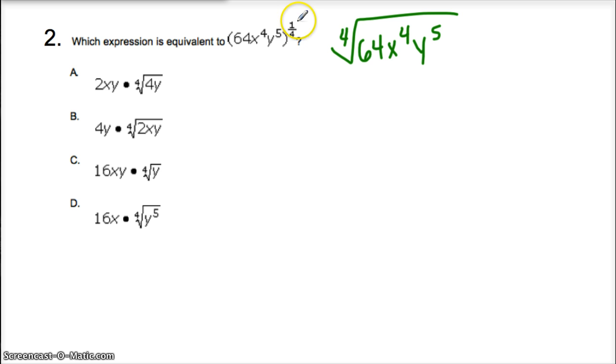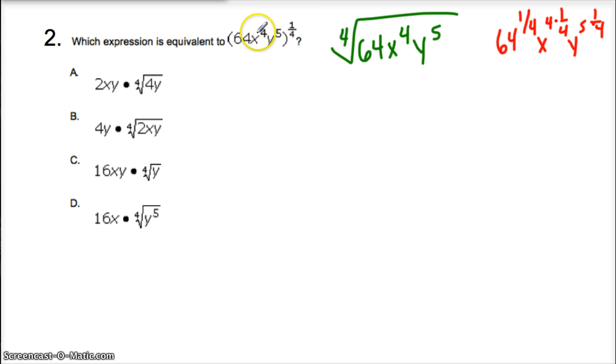You have an exponent, or a numerator, of 1 here. So all of these have 1's with them, so I don't have to write those. So I can do it that way. Or, I'll change color here. I can do 64 to the 1/4, x to the 4 times 1/4, and y to the 5th times 1/4.